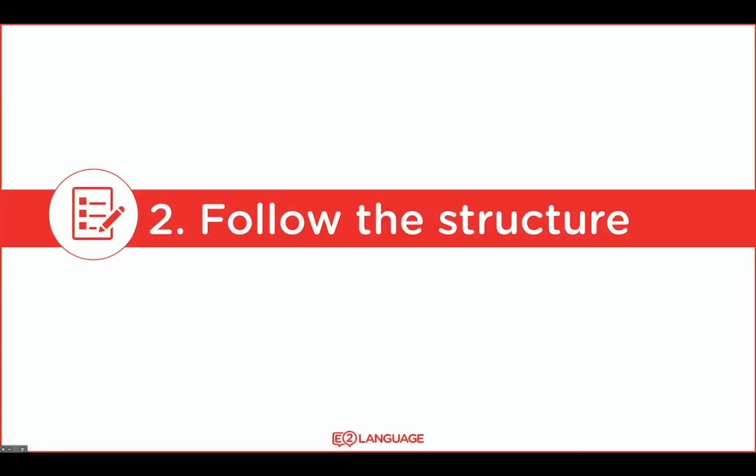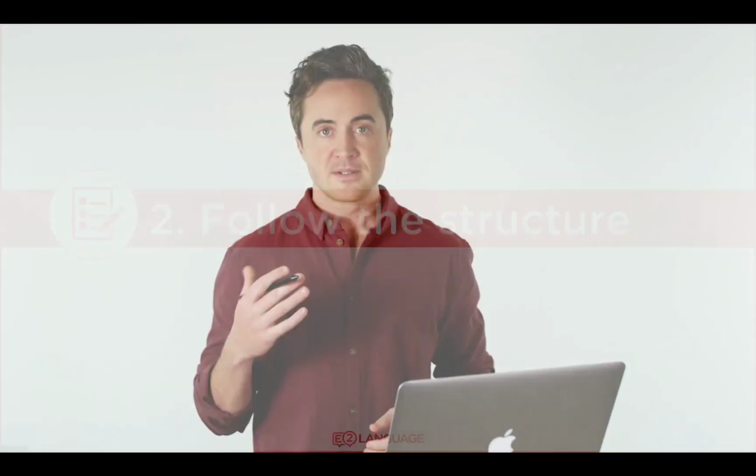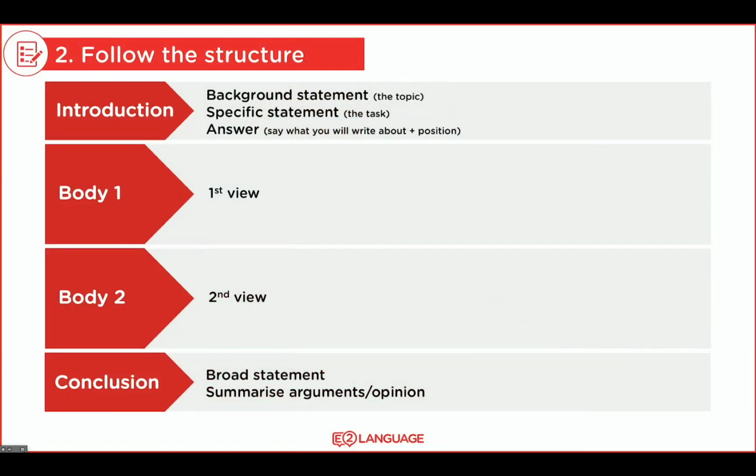Let's now follow the structure. Of course, as I said at the start, there is no set structure. There's different ways to approach this, which will be helpful. So I'm obviously going to include an introduction. Every essay needs an introduction. I'm going to start with a background statement about the topic. It'll be kind of broad, but what it's going to do is set the context for the essay. Then I'm going to write a more specific statement, which will also, of course, be about the task.